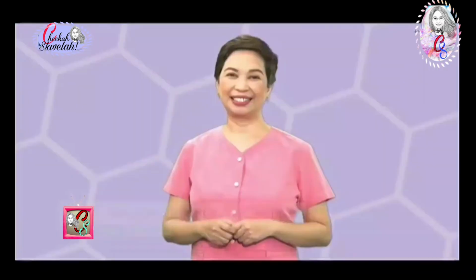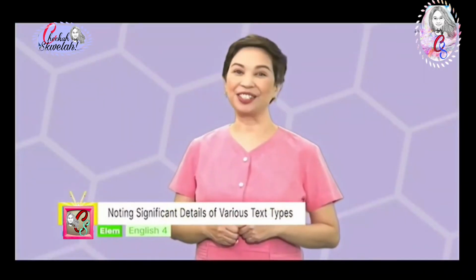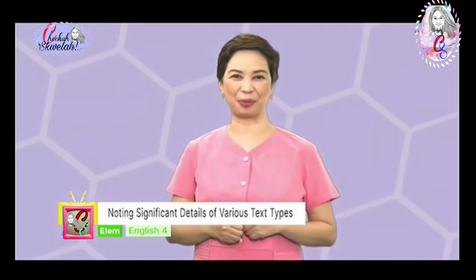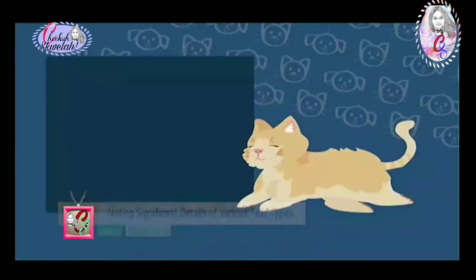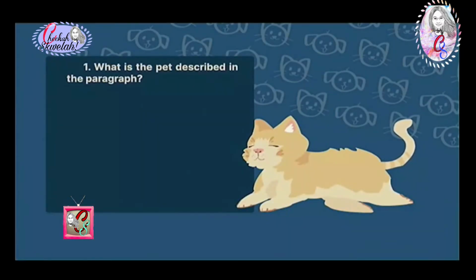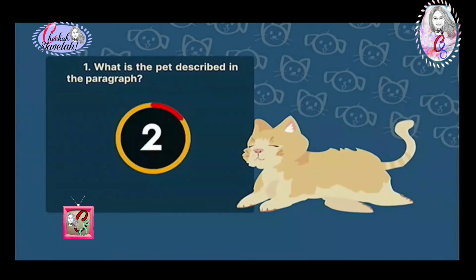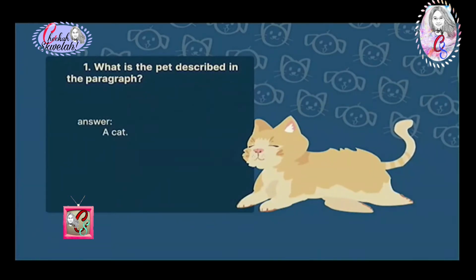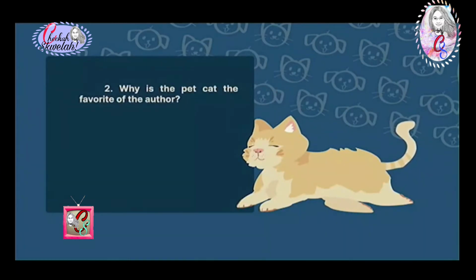Here are the questions that you will answer for the comprehension checkup. Number 1. What is the pet described in the paragraph? If your answer is a cat, then you got it. For number 2, why is the pet cat the favorite of the author?